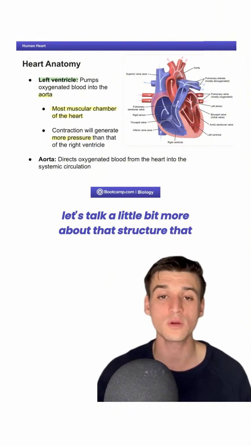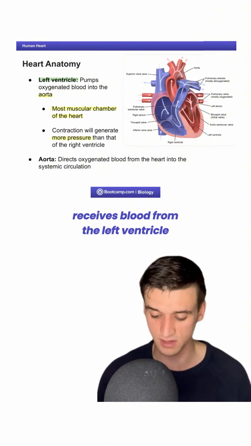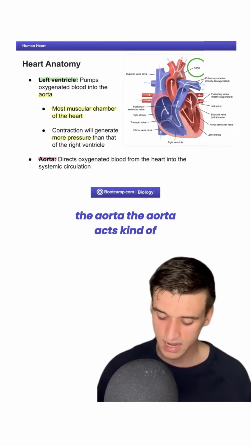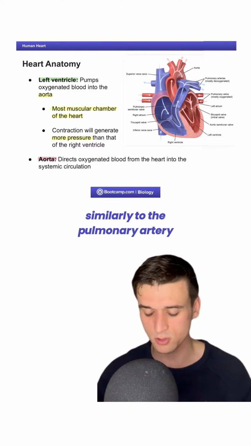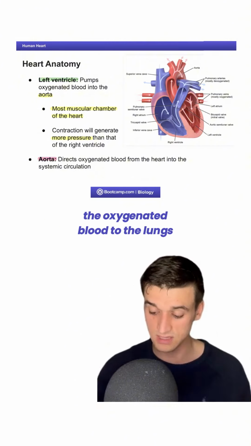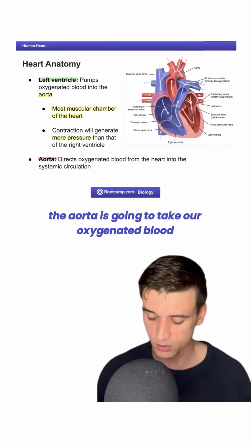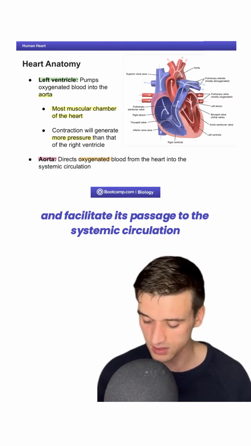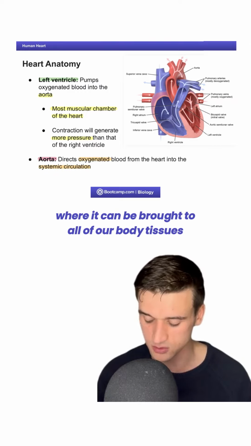But let's talk a little bit more about that structure that receives blood from the left ventricle, the aorta. The aorta acts kind of similarly to the pulmonary artery, but for the left side of the heart. Where the pulmonary artery was responsible for directing deoxygenated blood to the lungs, the aorta is going to take our oxygenated blood and facilitate its passage to the systemic circulation where it can be brought to all of our body tissues.